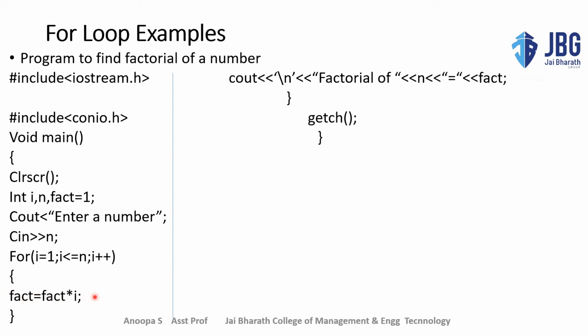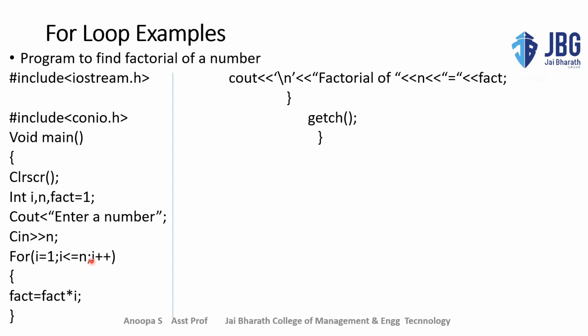So let us see the logic. Initially i is equal to 1, right? We have set fact as 1, so the fact value is 1 now. Now fact is equal to fact into i. So i is 1, fact is also 1, so 1 into 1, 1 is assigned to fact. After this statement, what will it do? Update operation. So i is equal to 2.